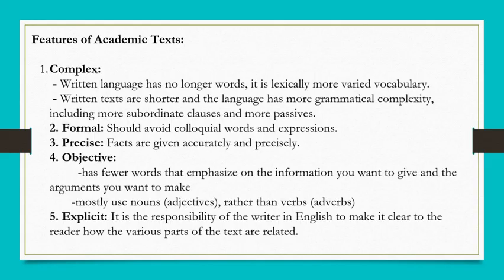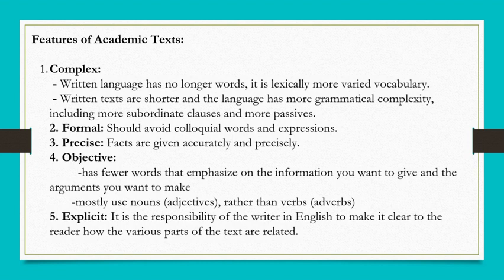And aside from that, we have formal. Academic texts should avoid colloquial words and expressions. Colloquial words are the informal words that we usually use in our everyday life. And of course, academic texts should be precise. Facts are given accurately and precisely. And academic texts should be objective, meaning they have fewer words that emphasize the information you want to give and the arguments you want to make. Mostly use nouns or adjectives rather than verbs or adverbs.